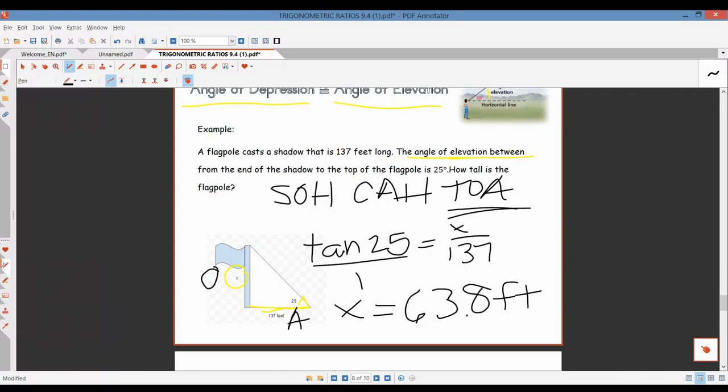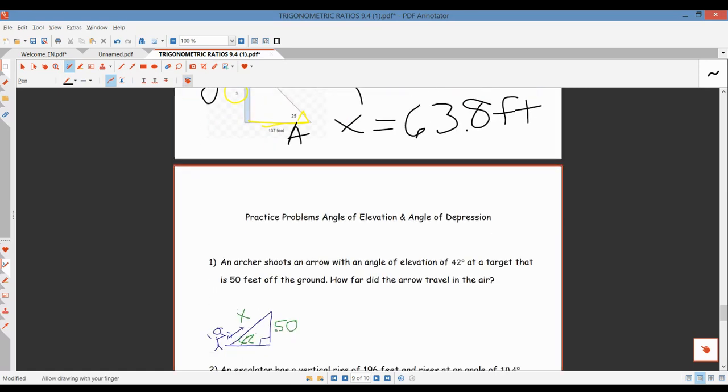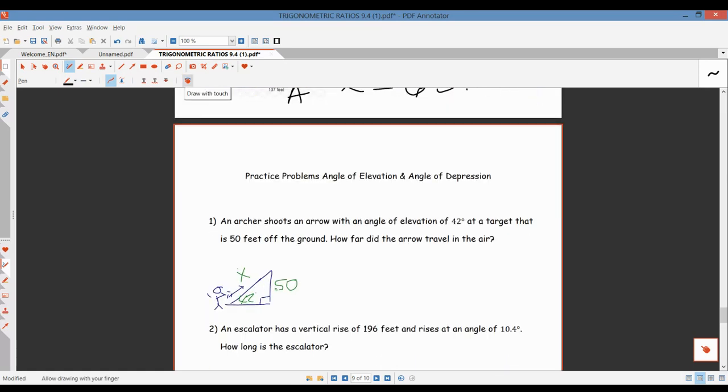All right, so I'm going to ask you to pause the screen. I'm going to ask you to try number 1, and then we're going to go from there. All right, so there's that first practice problem. The archer shoots an arrow with an angle of elevation of 42 degrees at a target that is 50 feet off the ground. How far did the arrow travel in the air?